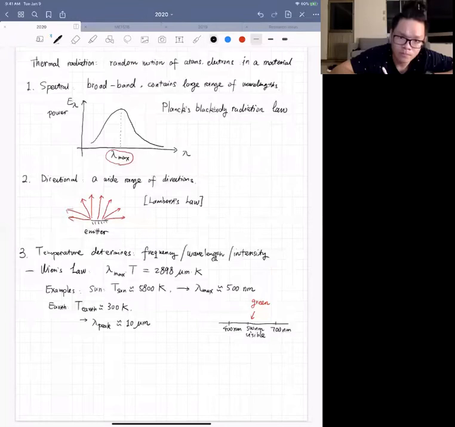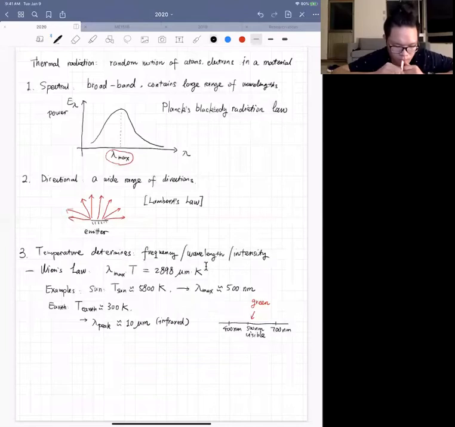10 micrometer is of course far beyond the visible range. This is in the infrared. So all the thermal emission we emit, we cannot see, because it's outside the visible range. Okay, a third example I always like to talk about is the universe, the outer space.